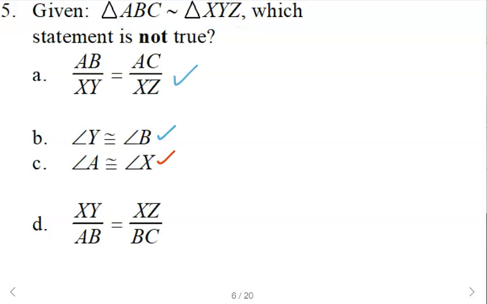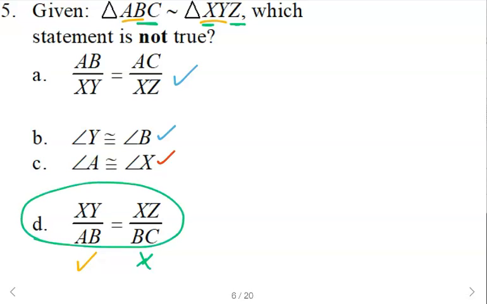Let's make sure that this last one's not correct. XY, first and second, is to AB, first and second. So that first fraction's good. That's equal to XZ, first and third, equal to BC, second and third. That is not a match. These segment measures do not correspond to each other, so that is not always a true statement, given that we have those similar triangles.